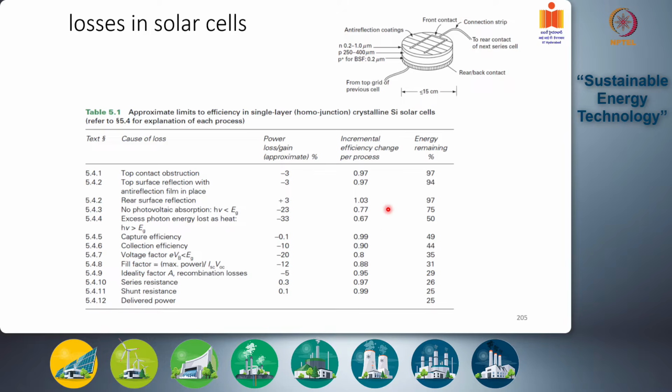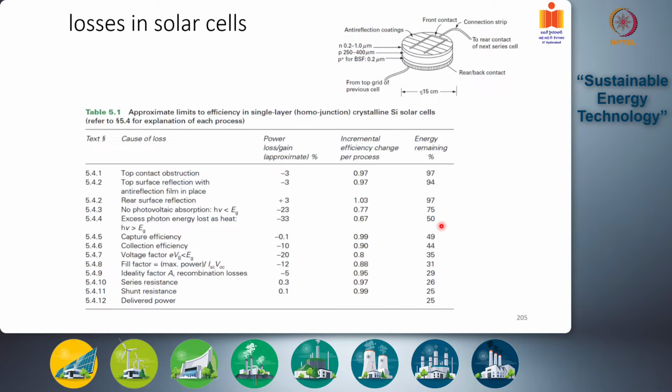So then the efficiency, so the energy remaining goes to around 75%. So 97 minus 23, the energy remaining goes down to 75%. Then you have the thermalizing losses, that is the excess photon energy of the low wavelength photons, that is high frequency photons. Part of it is being lost as heat, and that is around 33% of the total energy of the solar incident sunlight. So you remove again 33% from 75, so you get around 50%.